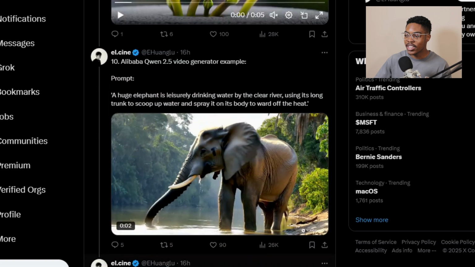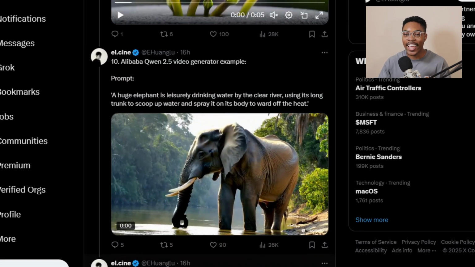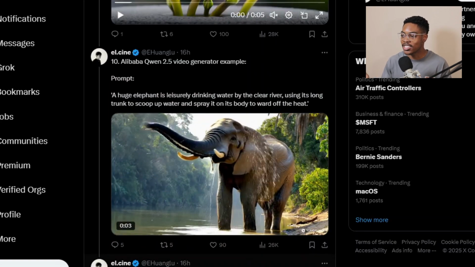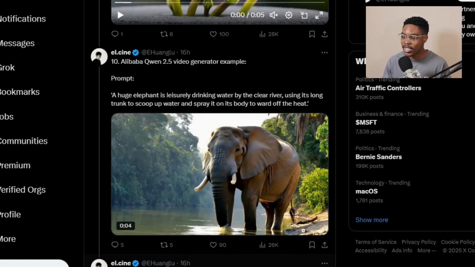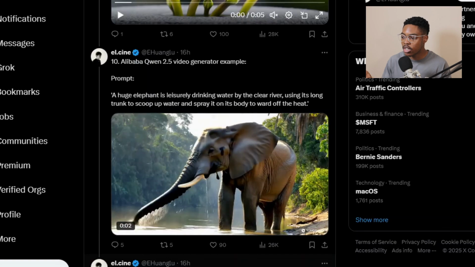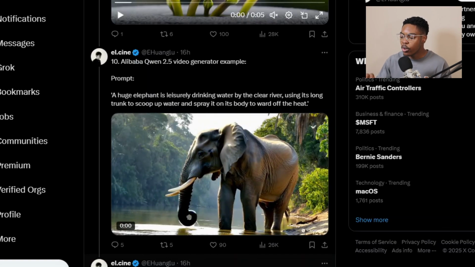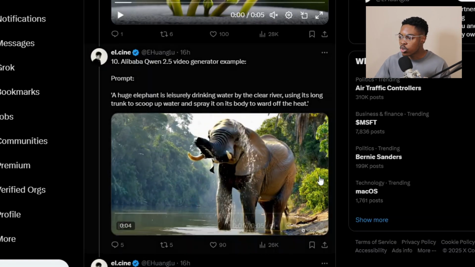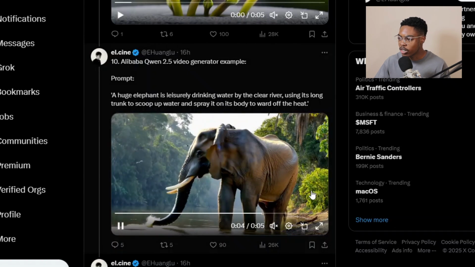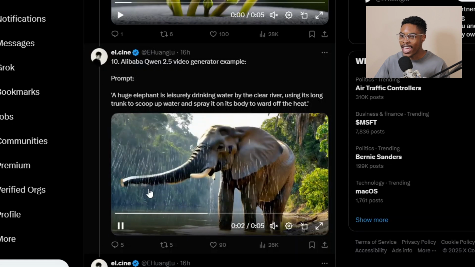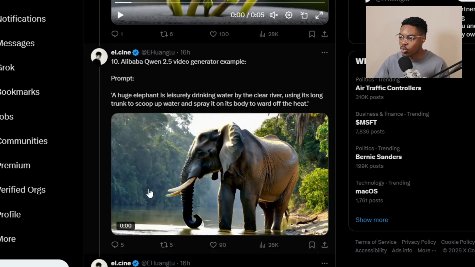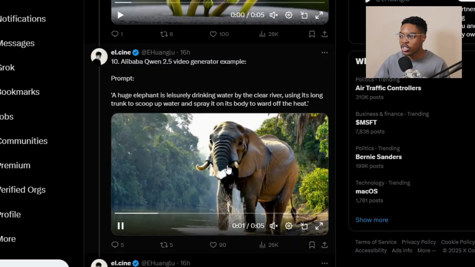This one here looks like AI. This is an elephant, and it looks a little bit animated. It is animated, though around it, behind it, the leaves and also the birds look extremely real. The water also looks real, but the elephant is animated. If it was a little bit more real, it could be amazing.